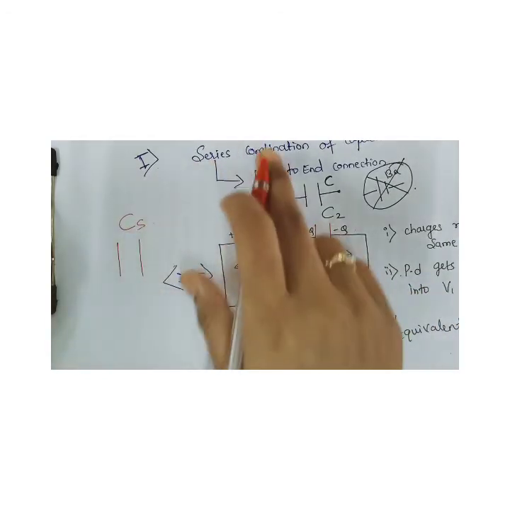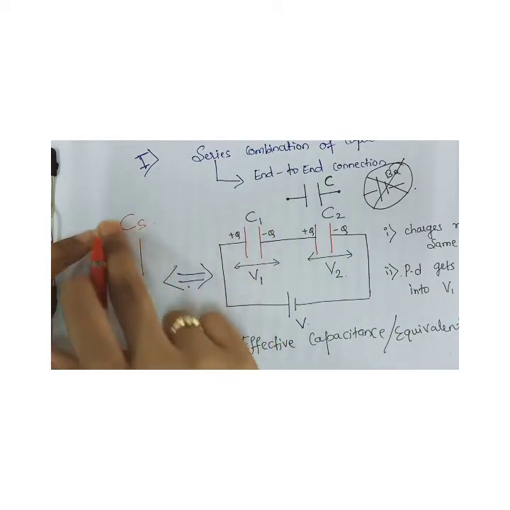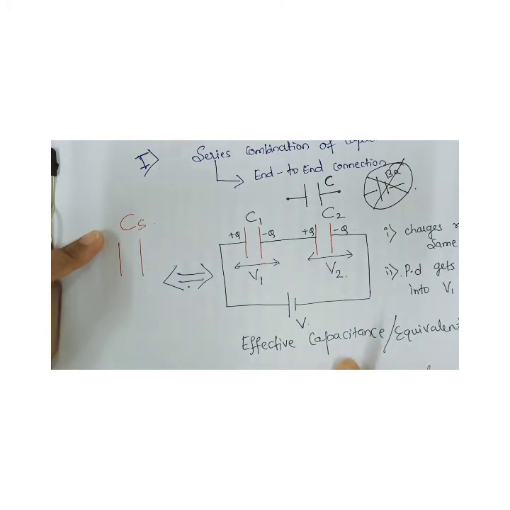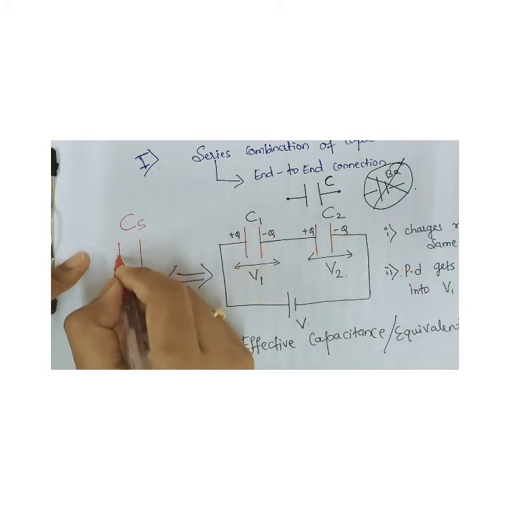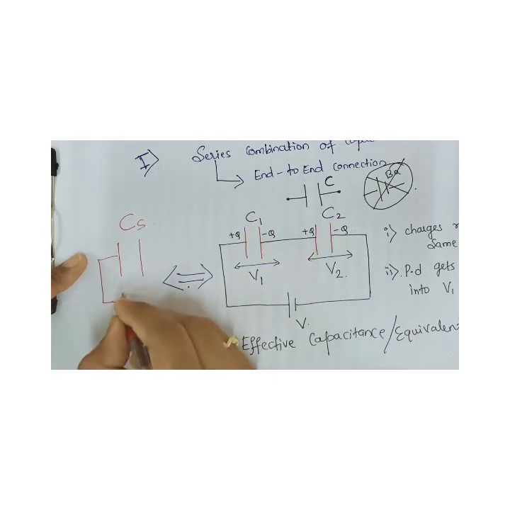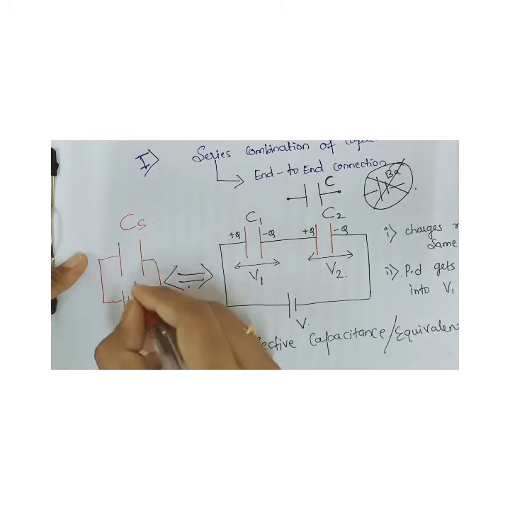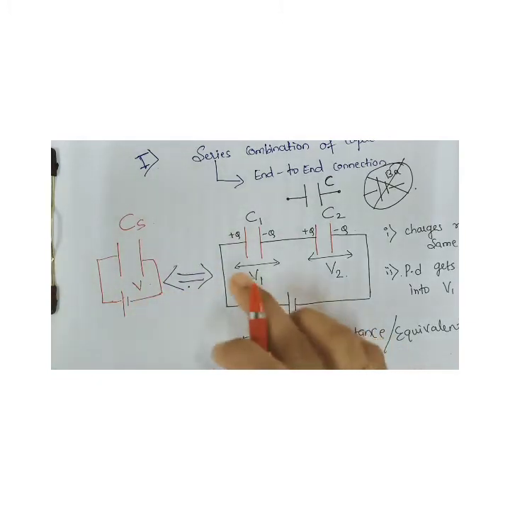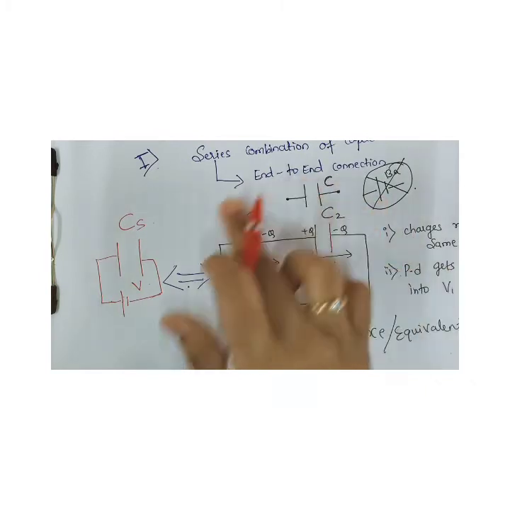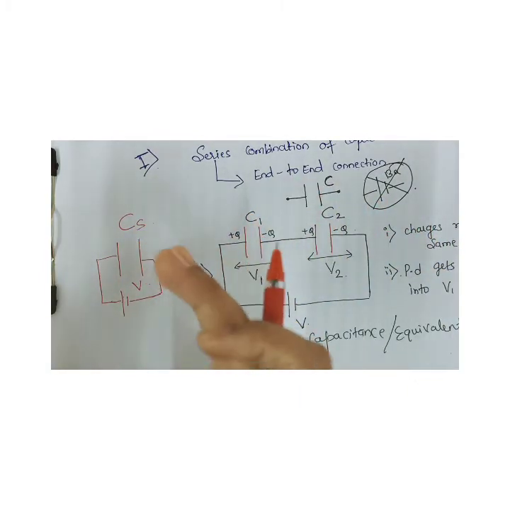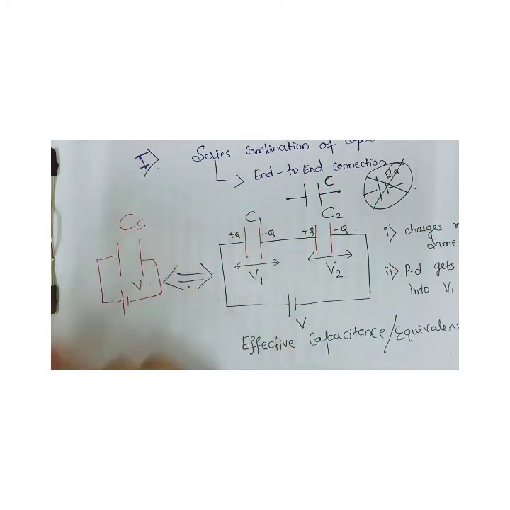Why am I writing Cs? Because this is a series combination, and this Cs will give you the effective capacitance, meaning the sum of the reciprocals of these two capacitors. We will derive that. So this is the battery having potential V. If two capacitors are connected in series, those two capacitors will behave like one single capacitor, and we will get their effective capacitance. So this is the diagram you are going to use.